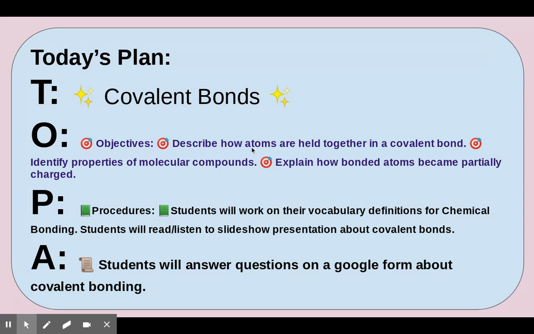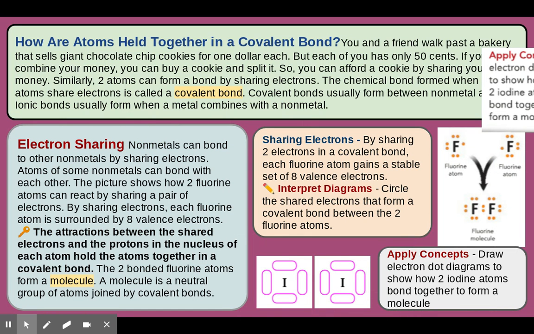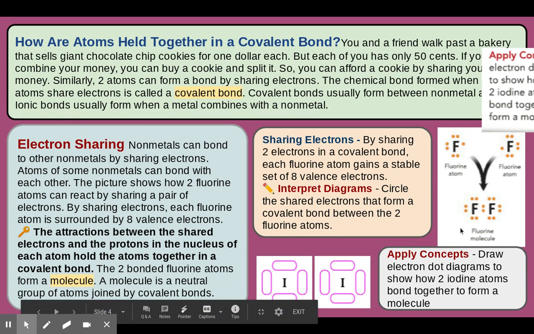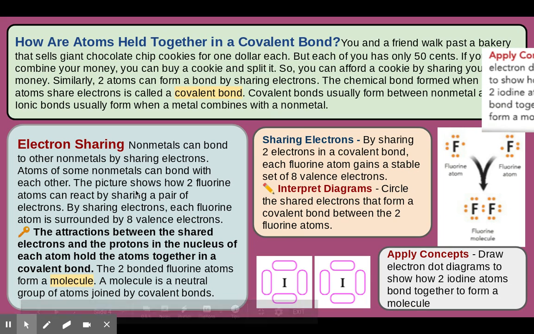Here are objectives. So that's more about describing how covalent bonds are held together, identify the properties, and explain how elements can become partially charged. So reading the slideshow, you're going to see that chemical bonds can form when atoms share electrons. That's usually being shared between a nonmetal and another element of the same kind. So iodine we can see in the picture here below, fluorine right here. So nonmetals, they make diatomic molecules.